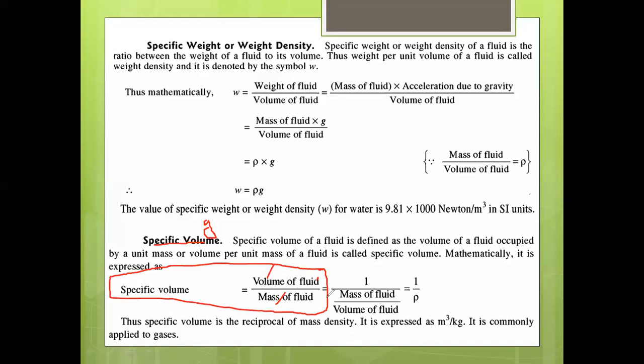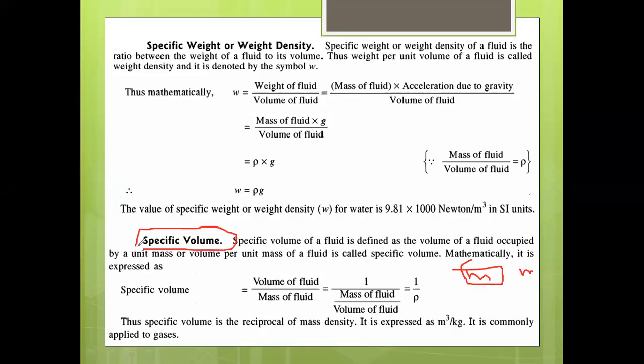If you take this volume in the denominator, we get mass of the fluid upon volume of the fluid, which is the mass density of the fluid. So we can write specific volume is equal to 1 upon rho. In other words, specific volume is the reciprocal of mass density of the fluid. Keep this in mind. Mass density is generally used for liquids, and specific volume is generally used for gases.